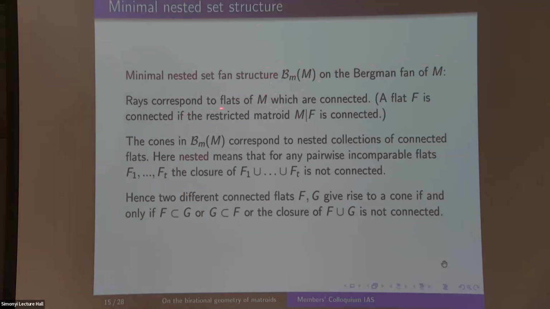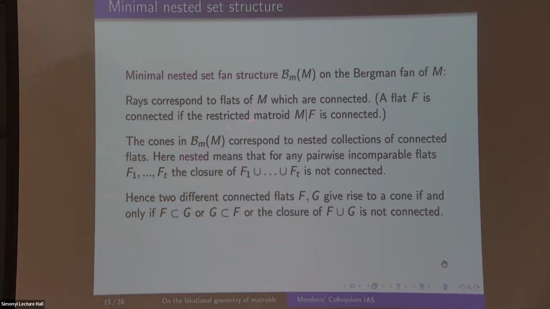In the minimal nested set fan structure, you forget about non-connected flats. Throw them out. Every flat gave you a ray in the fine structure. Here you only keep the connected flats. And connected means that if you restrict the matroid to the flat, it is not a disjoint union of two flats. So there's no way of writing your ground set as a union of two subsets such that independence means that the intersection with the first is independent and the intersection with the second is independent. However you divide the set E, there's always some interrelation going on. If this is not the case, you call it disconnected.